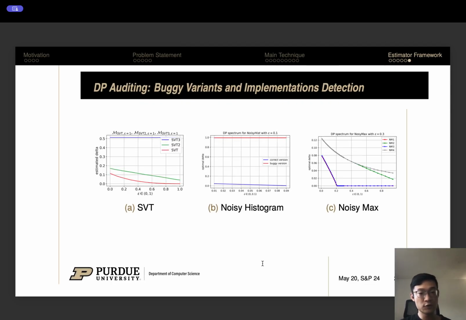And then we also show that you can use our estimator to complete the DP auditing task, and it can pass the standard test using the DP auditing settings.